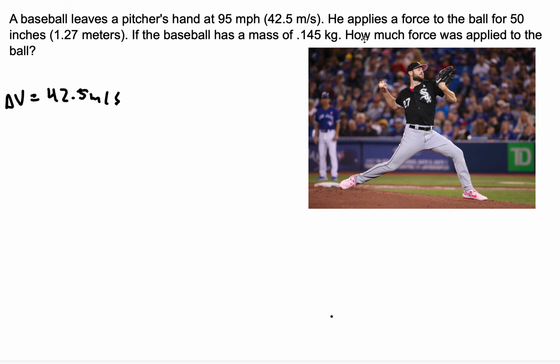Okay. Now he applies a force to the ball for 50 inches. So that's the entire distance of his throw from back here to his release point. That's 1.27 meters. And the baseball has a mass of 0.145 kilograms. All right. What I want to know is how much force was applied to that ball.